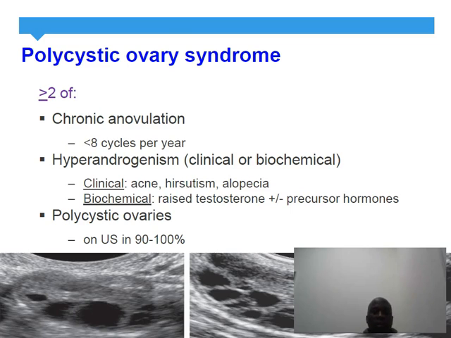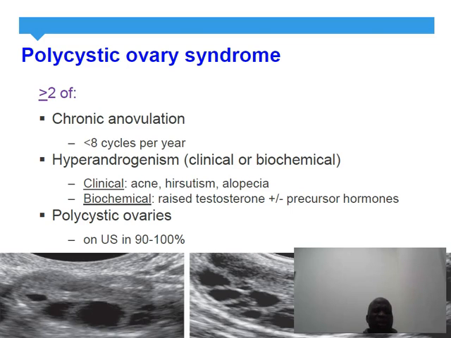Alopecia is baldness, or loss of hair on the head, from maybe one or two patches. Then biochemical is the raised testosterone, which is a precursor of hormones for males. So these are some hyperandrogenism. Then we have also the third one, which is polycystic ovaries.